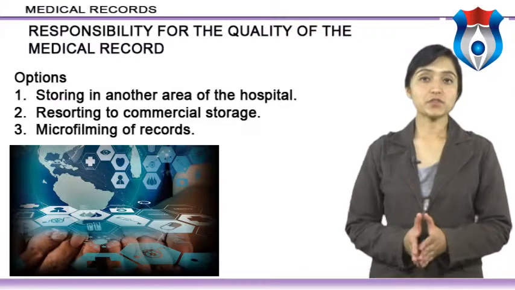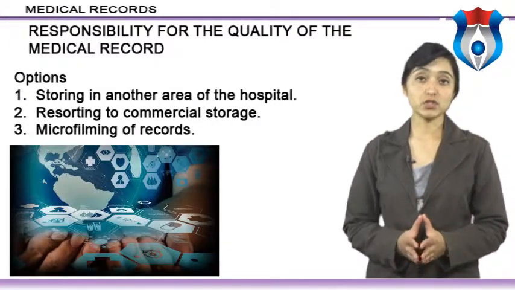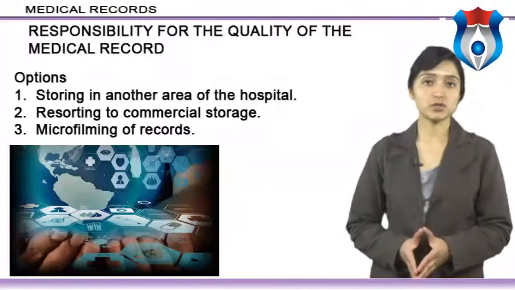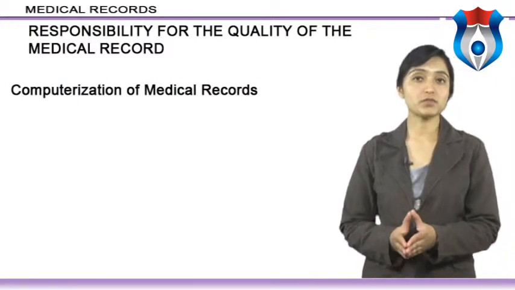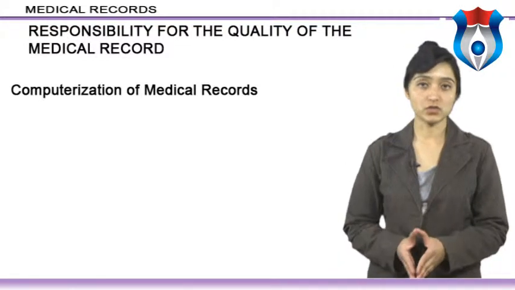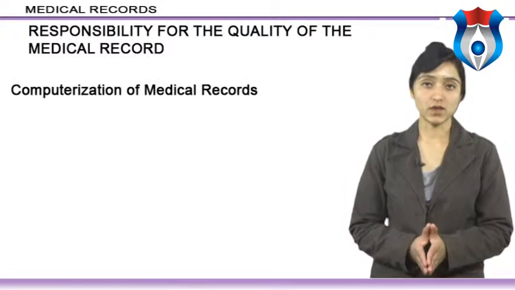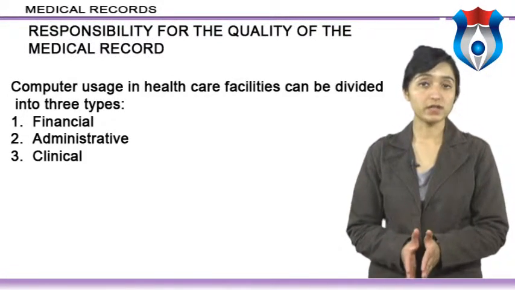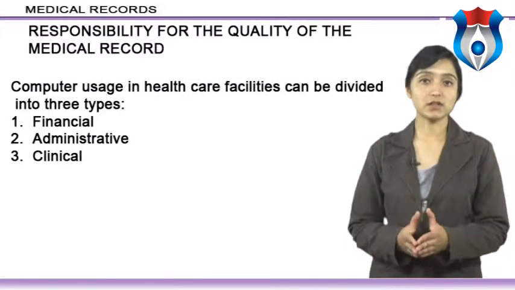Options. Some of the options for storage or destruction of inactive records are storing in another area of the hospital, restoring to commercial storage, microfilming of records, and computerization of medical records. With the advent of computers in the healthcare industry, many aspects of healthcare facilities enjoy a great advantage. Computer usage in healthcare facilities can be divided into three types: financial, administrative and clinical.